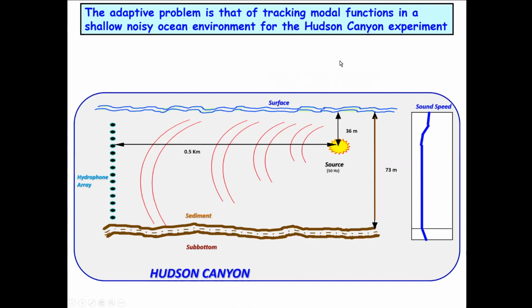So the basic problem is this adaptive problem. I use the only data set I have from 1988. I still have that data. It's from Bill Carey, who did the Hudson Canyon experiment. And it looked like this.